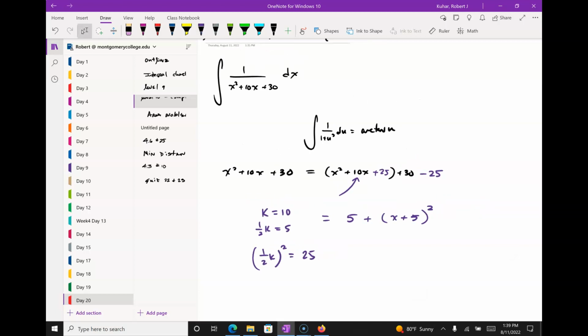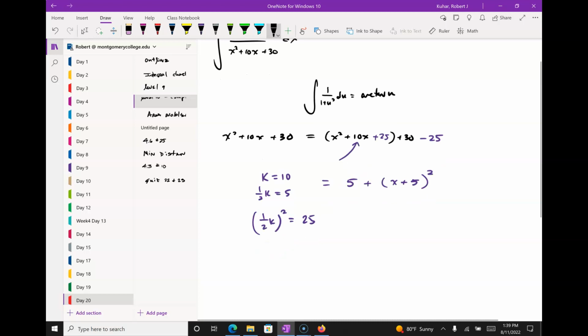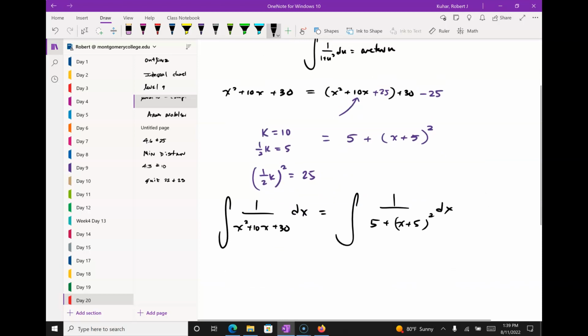So I'm trying to turn it into a 1 plus u squared, right? Yes, you with me? Trying to turn it into a 1 plus u squared. So look at what I have now. I have 1 over x squared plus 10x plus 30 dx is now the integral of 1 over 5 plus something squared dx. Okay, that's good. That's what I want. But I want 1 plus something squared. So I have to divide everything by what? By 5. Good.